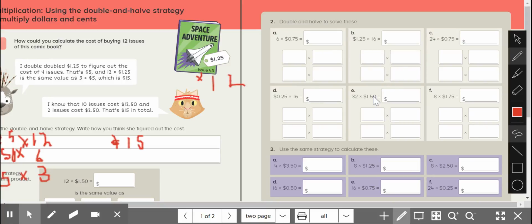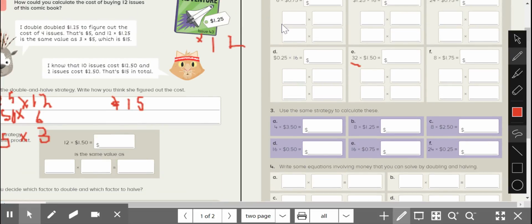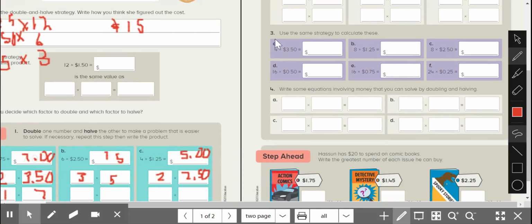We've got 24 and 32, but these are numbers that we can work with. That's going to bring this number, 32, down. If we half it, it gets to 16. If we half it again, we'll get to 8. And if we can get it down to 8, maybe it'll be a little bit easier for us to multiply. Use the same strategy to calculate these. So basically, you're going to come up with answers in the same way that you are coming up with answers for the above part. You'll double and half to come up with your answers.